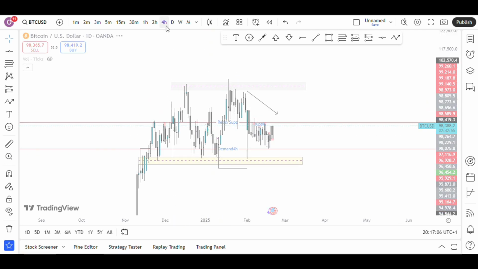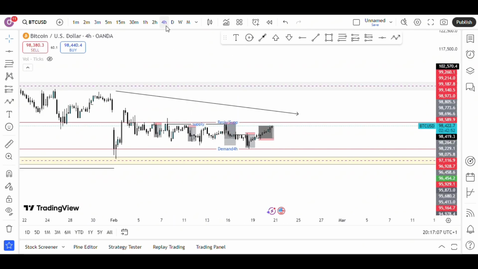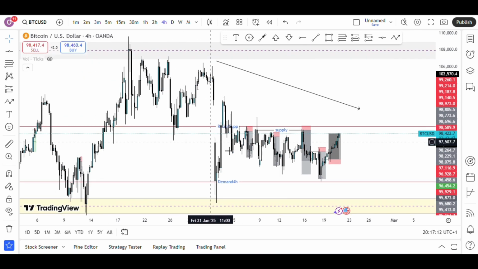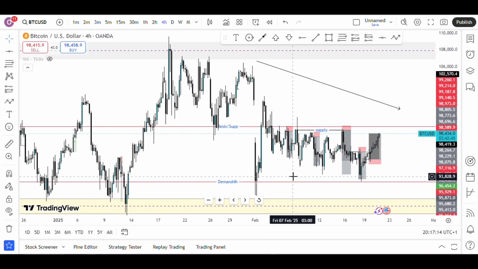Then I went over to the 4-hour time frame. Remember, this is a recap, right? So here we are on the 4-hour time frame. Then what do you see right here?